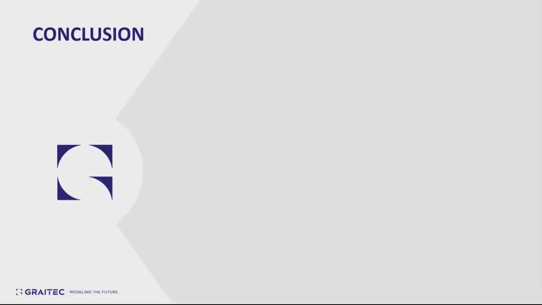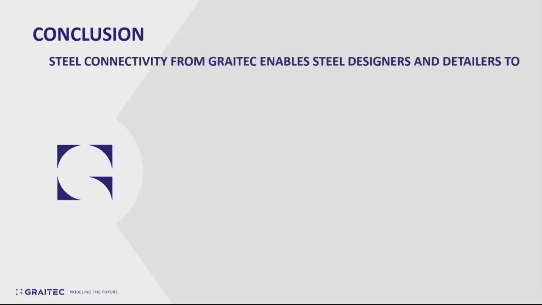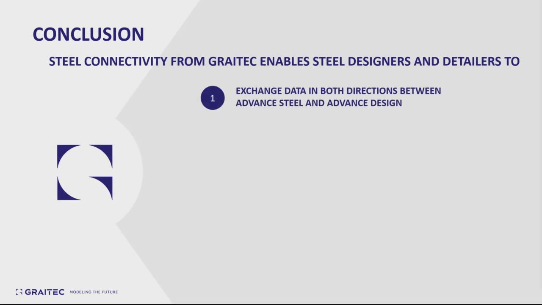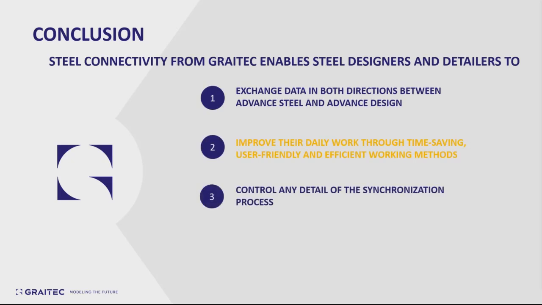As a general conclusion, we can say the following. The steel connectivity from Graitec enables steel designers and detailers to exchange data in both directions between advanced steel and advanced design, improve their daily work through time-saving, user-friendly and efficient working methods, control any detail of the synchronization process, and also advanced design is highly linked with the Autodesk ecosystem. As you have seen, there are many possibilities to exchange and connect advanced design to advanced steel, to send information back and forth, to control the information that you receive when you enter the model. So a lot of connectivity, and a strong link between advanced design and the Autodesk ecosystem.